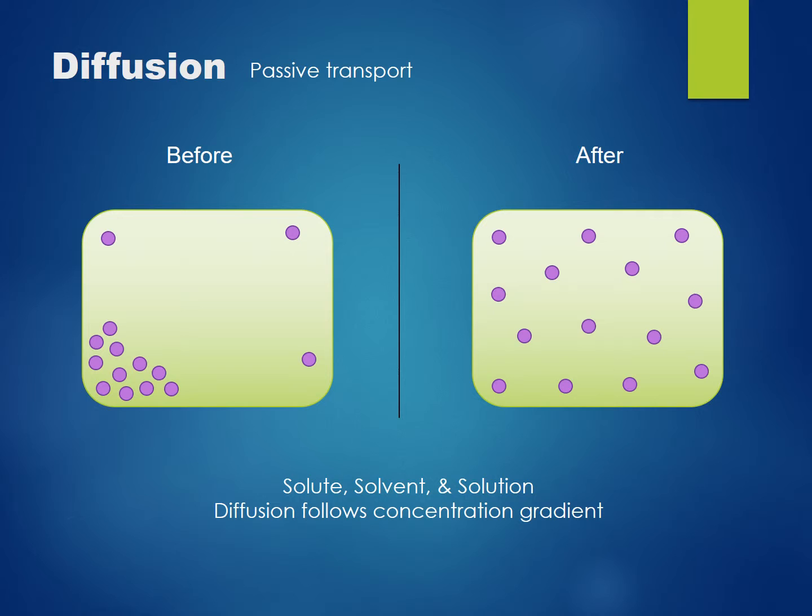Diffusion is a type of passive transport in which molecules or ions move from an area of higher concentration to an area of lower concentration. The slide displays an example of simple diffusion in a solution. A solution contains two parts, solute and solvent. The solute is the thing that will be dissolved. For our purposes, the small purple molecules. The solvent is the thing that does the dissolving. For our purposes, the green portion within the container. Diffusion will disperse the solute molecules so that they are evenly distributed in the container.